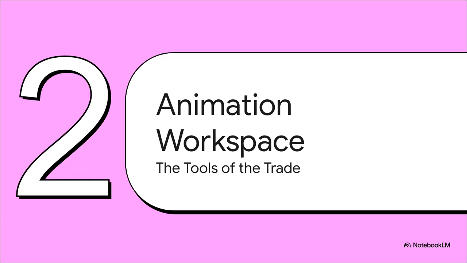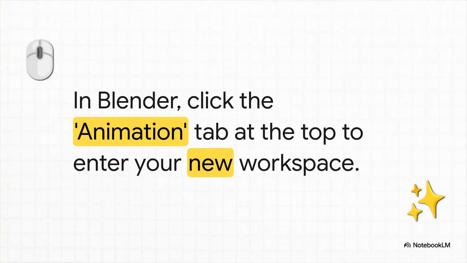Okay, now for the practical stuff. We need to set up our workspace. Let's get our digital tools laid out on the table so we can actually get to work. So first things first, when you open up Blender, just look right at the top of the screen. See that animation tab? Give that a click. The whole screen is going to shift around and give you the perfect layout for animating. Everything you need, right there.